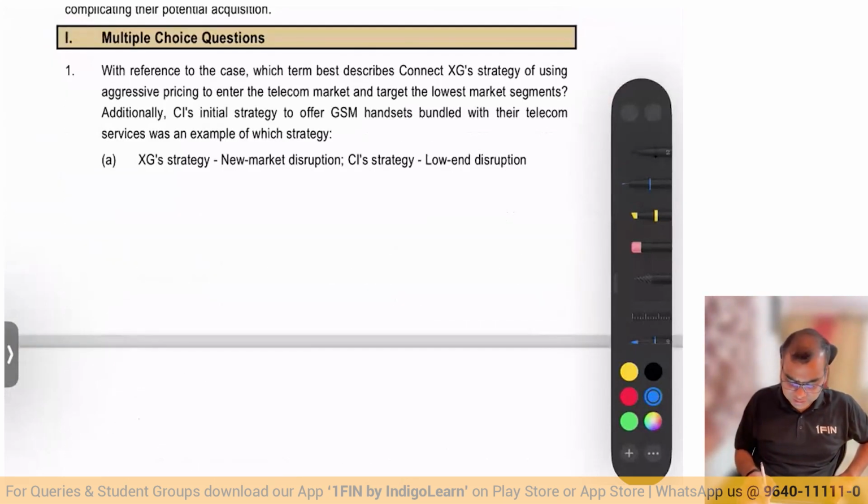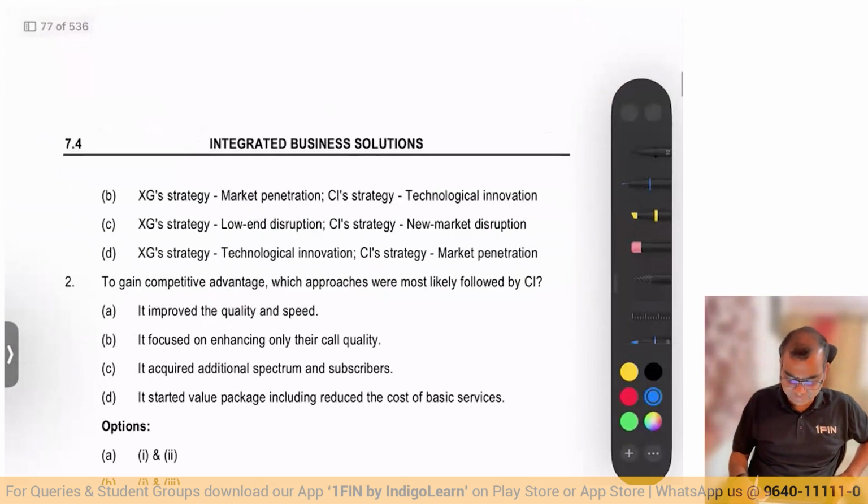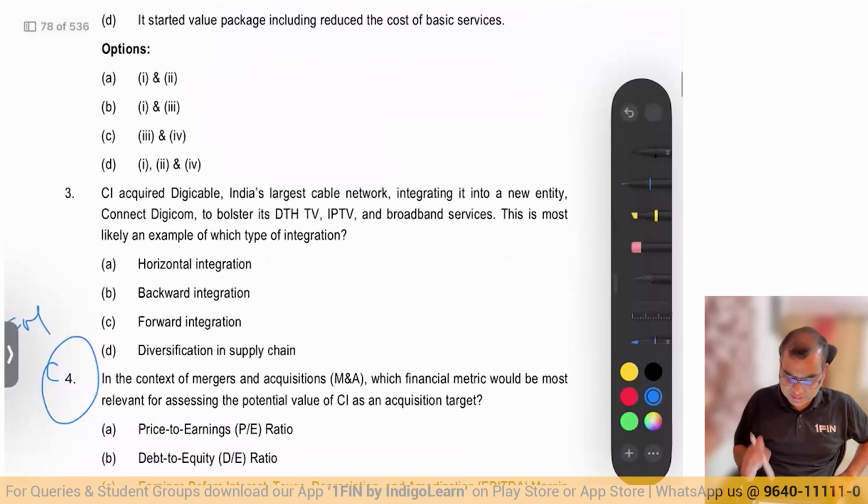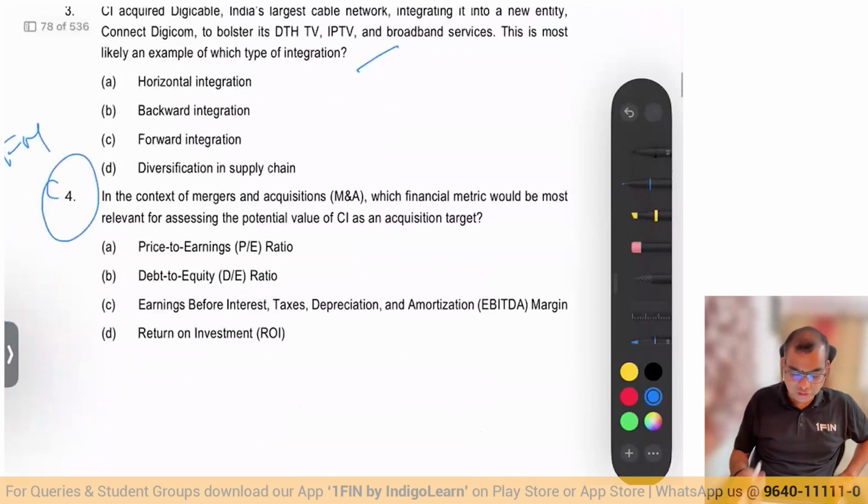So first one is about strategy. So that is SCMP and SM. Then second one is also about SCMP and SM, about competitive advantage. Third question is about horizontal or vertical integration and all of that. That's also again SM. Fourth question is about AFM. So let us look at the fourth question.